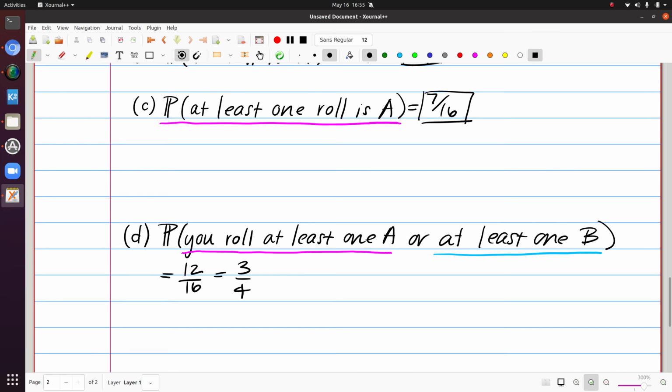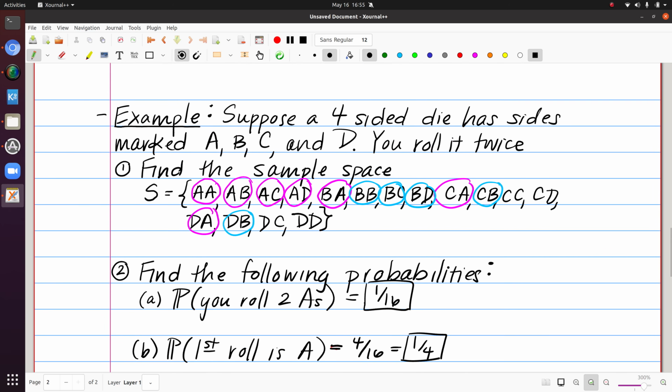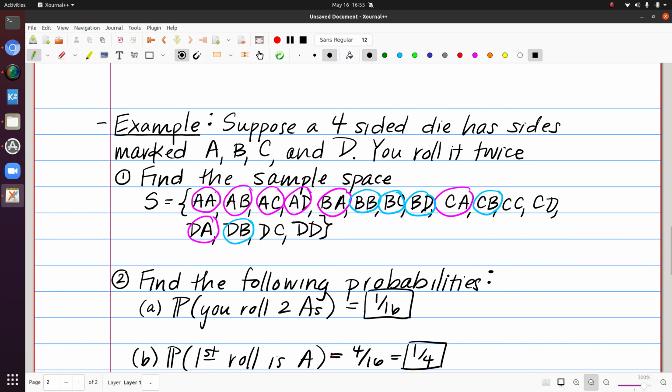So here we get an idea of how to use the sample space to kind of brute force calculate these probabilities. In the next video, we'll talk about some nice probability rules that can also help us more efficiently evaluate some of these probabilities.